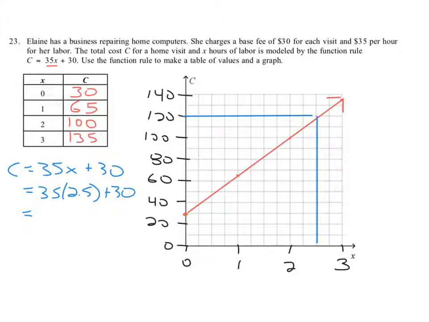What am I doing wrong? Let me try this again. Sorry, I realized what I did wrong there. Okay, I didn't do anything wrong. I was just thinking about it wrong. 35 times 2.5 is 25. Carry the 2. 3 times 5 is 15 is 17. 0. 2 times 5 is 10. Carry the 1. 2 times 3 is 6 plus 1 is 7.